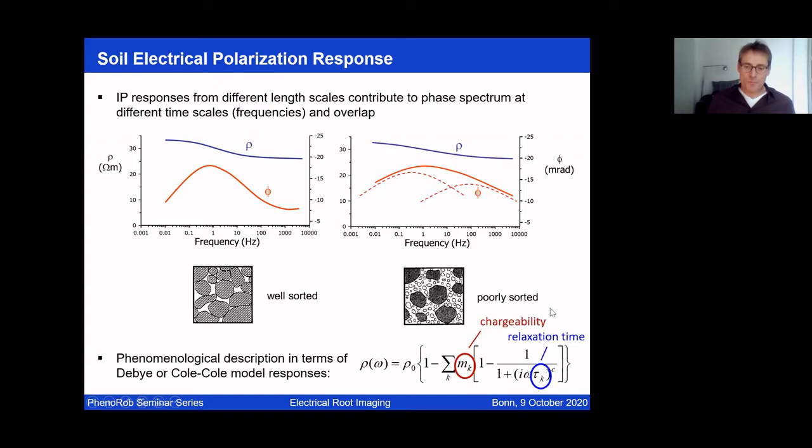And the important parameters in these phenomenological descriptions are chargeability as a measure of strength of polarization, so shifting the red curve vertically here, and relaxation time here, which determines the frequency where these peaks show up. So that basically controls the response in that direction. So that's a very easy way of describing phenomenologically what we observe.